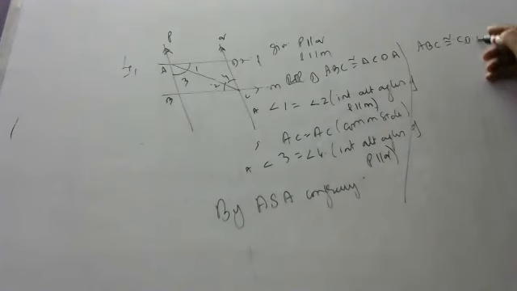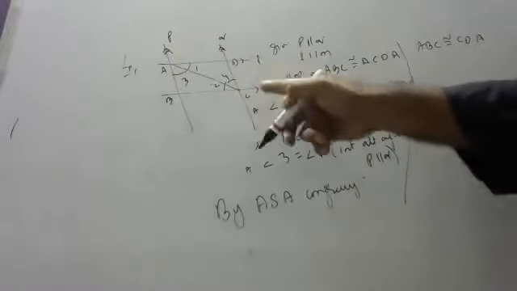Children, while writing ABC is congruent to CDA, some people will make a mistake. What mistake will they make? Some people will say ABC is equal to ADC. They will say whatever they want. You should not write like that, children. Remember, be careful. Compulsory, you should write carefully, children.